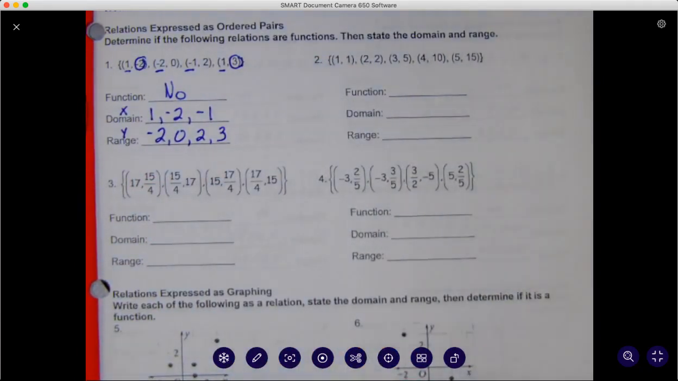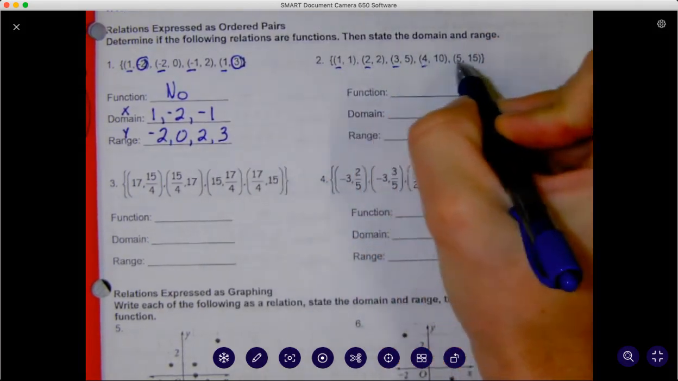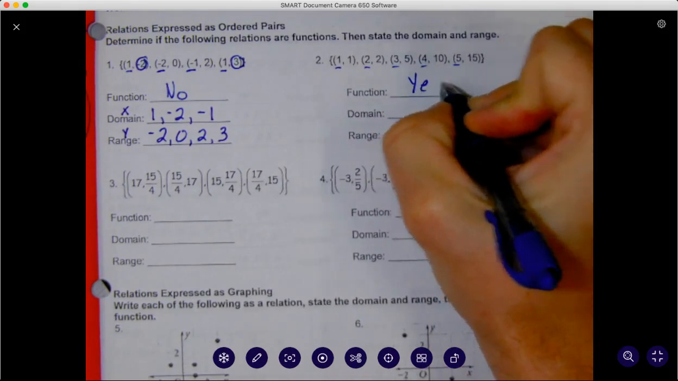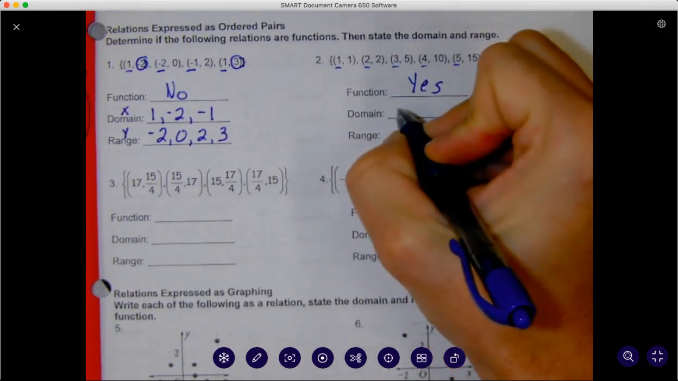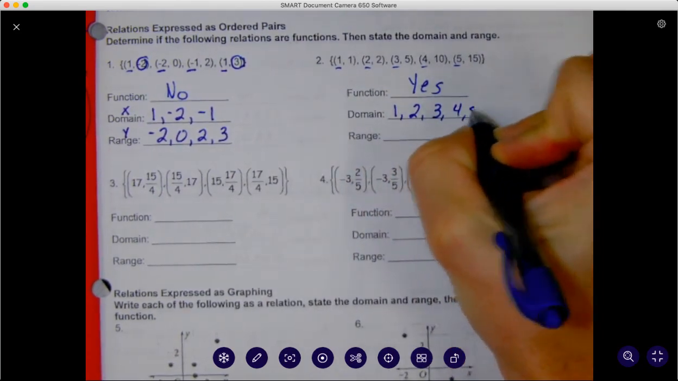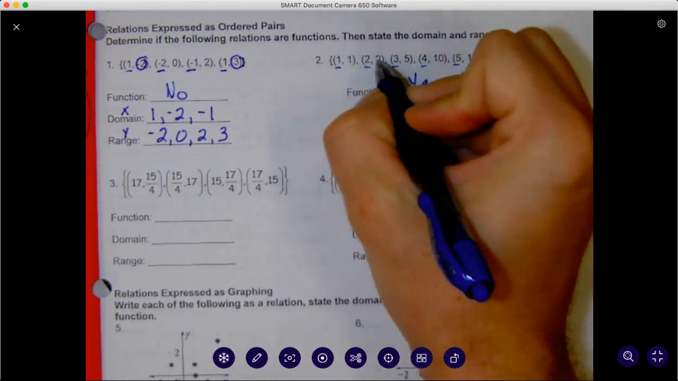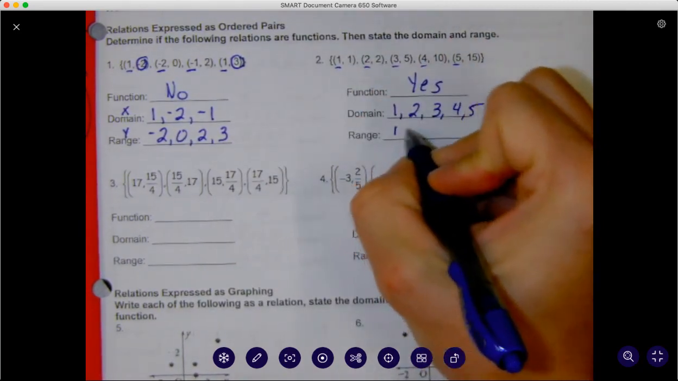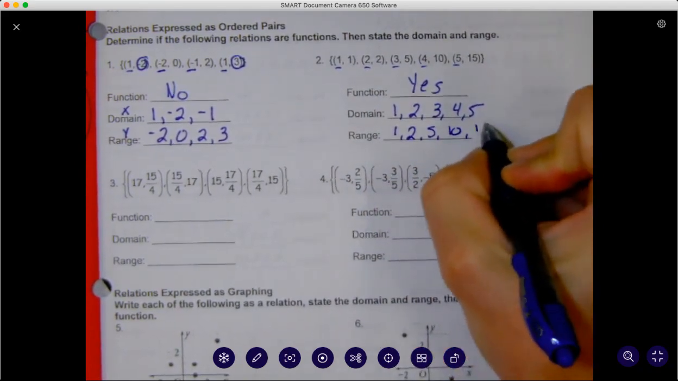All right, number 2, same thing. Is this a function? Positive 1, 2, 3, 4, 5. Yes, because every guy only likes one girl. The domain was your list of guys. That's your x values. 1, 2, 3, 4, and 5. The range is your list of girls. 1, 2, 5, 10, and 15.